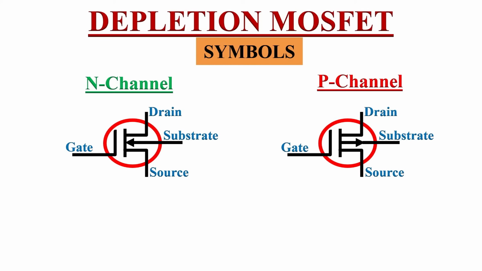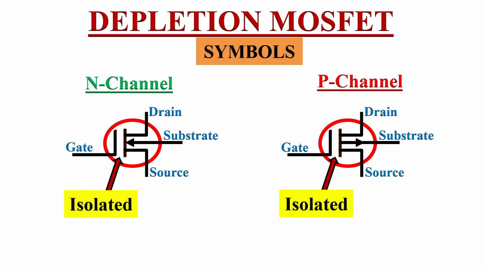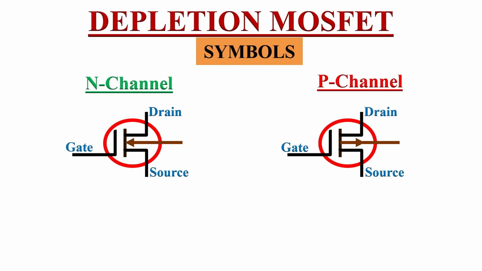If we see the electronic symbols of the depletion type of MOSFETs, they replicate the actual construction of the MOSFET. This line which connects the drain and the source terminals represents the channel. Further, there is a space between gate terminal and the channel. This represents that the gate terminal is isolated from the channel. In some MOSFETs, substrate pin is also available. So in that case, MOSFETs are represented by these symbols.